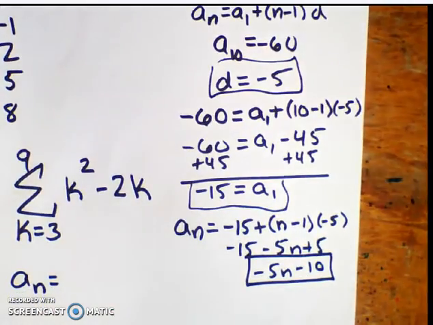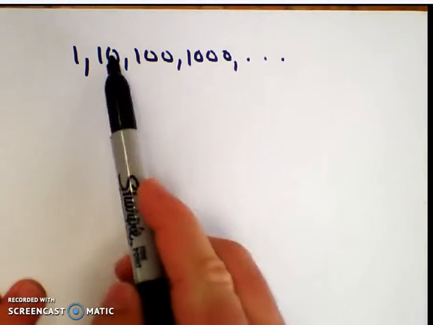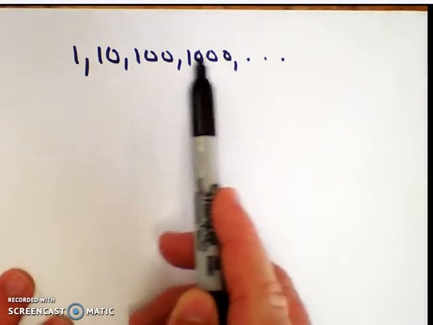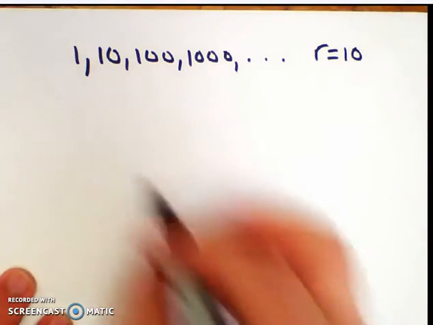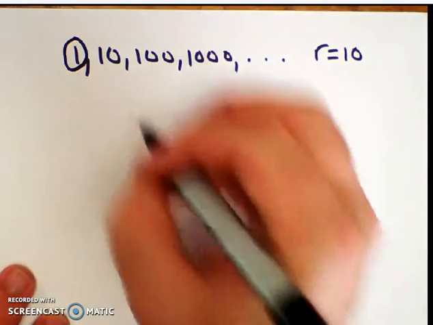Okay. All right, we want to write a rule for this pattern. Figure out that it's geometric. 10 divided by 1 is 10. 100 divided by 10 is 10. And then so on and so forth. So my ratio is 10. My first term is 1. Those are the only two things you need.